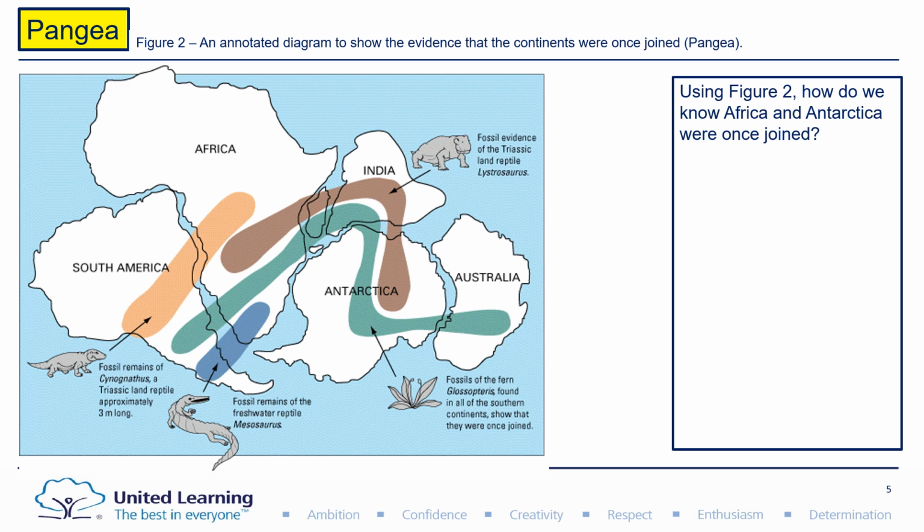What I'd like to do is just pause the video here and answer the question we've got using figure 2. How do we know Africa and Antarctica were once joined? I'll give you a moment to pause the video and have a go at answering that.